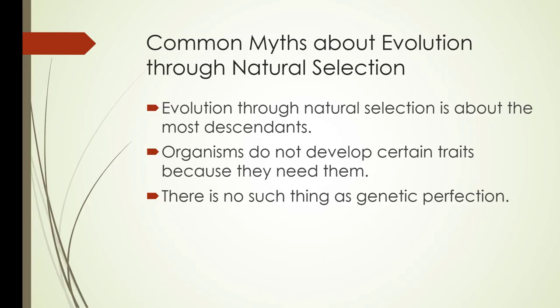So, common myths about evolution through natural selection. It's about the most descendants. It's not that they develop certain traits because they need them. It's what survives the conditions. And the more descendants you have, the better chance you have for those to survive. And of course, there's no such thing as genetic perfection.